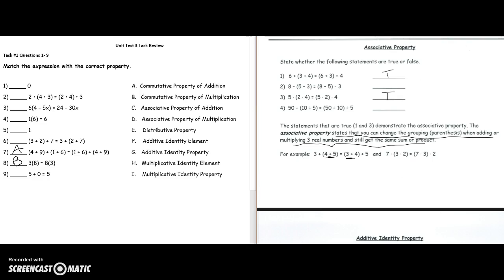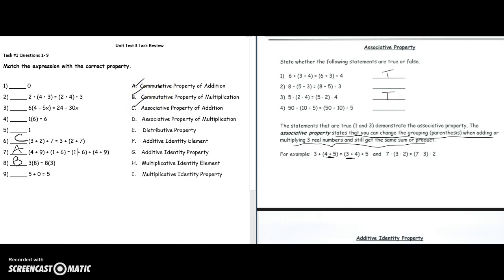Okay, so let's look, we have 3 numbers. We're first dealing with addition. Alright, so that'll lead to number 6. On the left side we have a 3 and 2 inside our parentheses. On the right side we have a 2 and a 7 in our parentheses. That will be choice C. Okay, we got A, B, and C done.